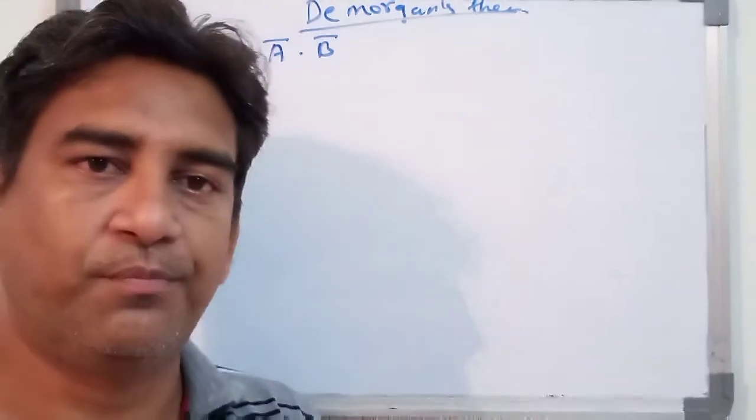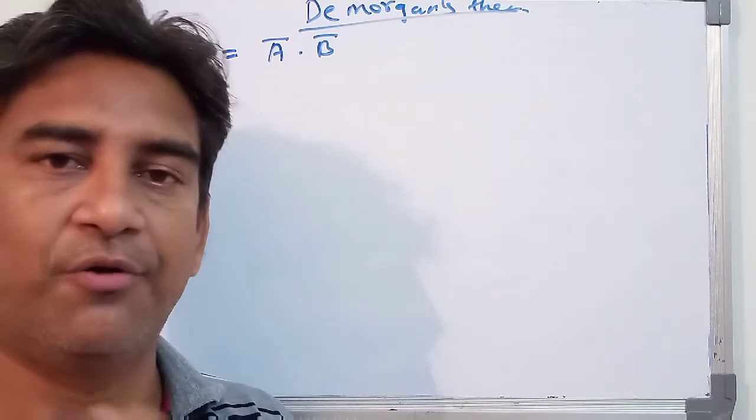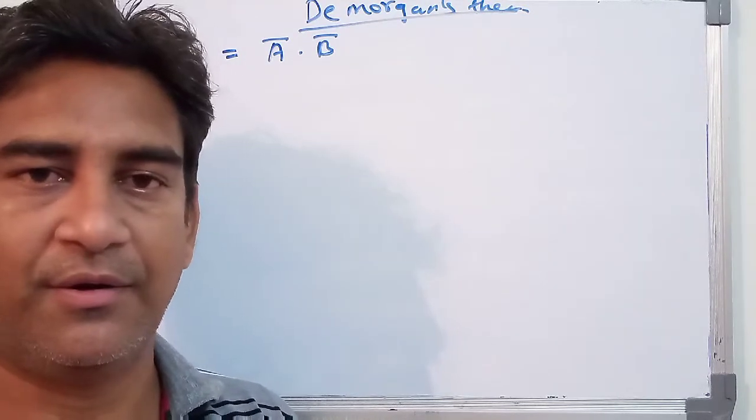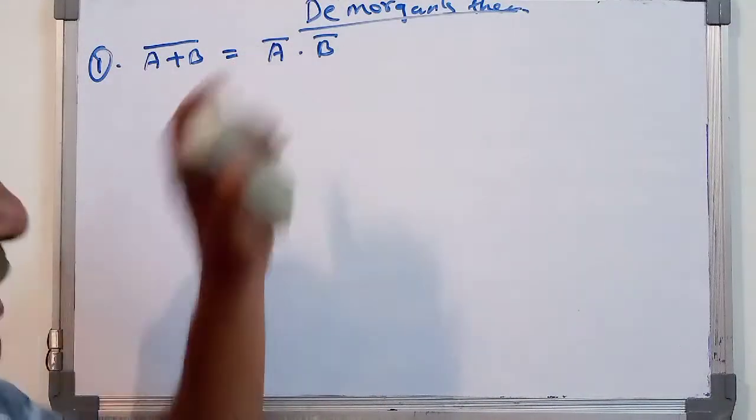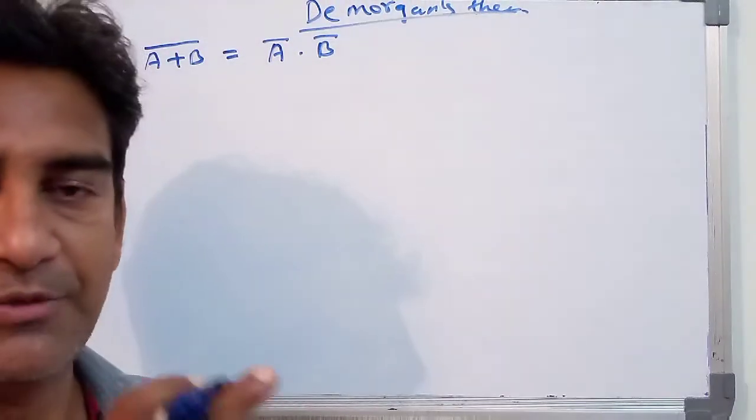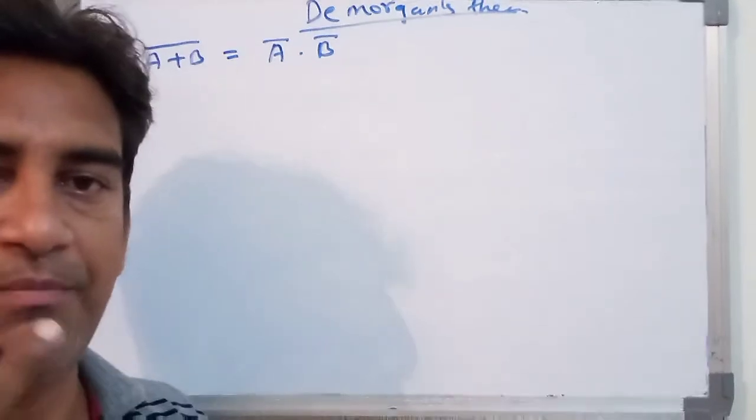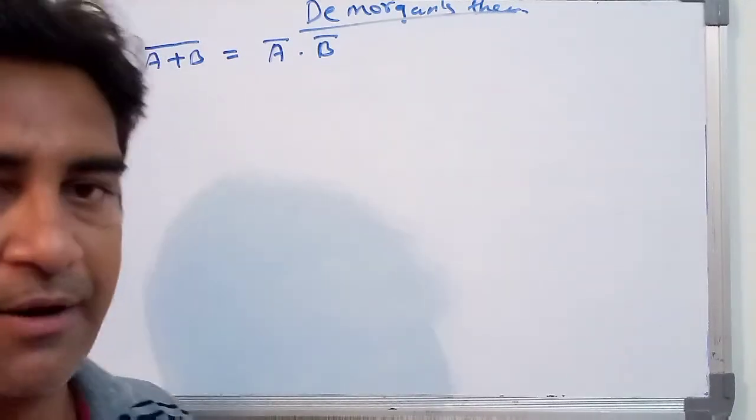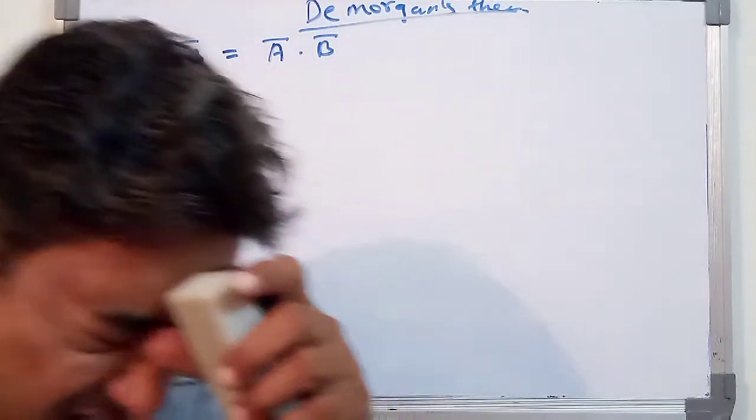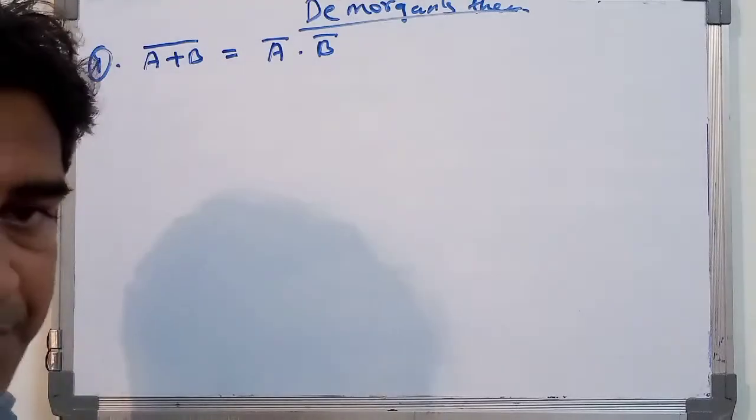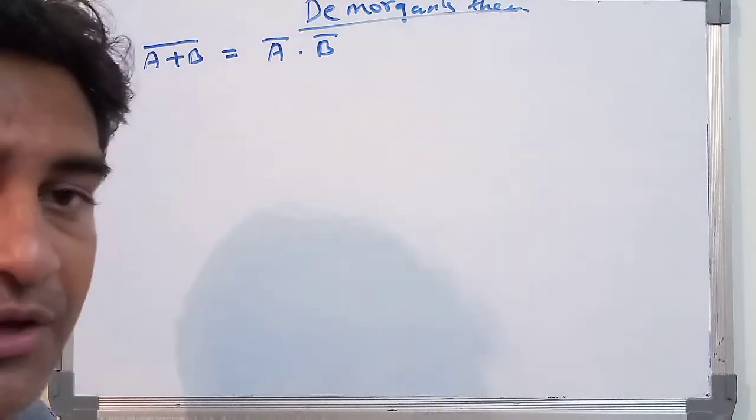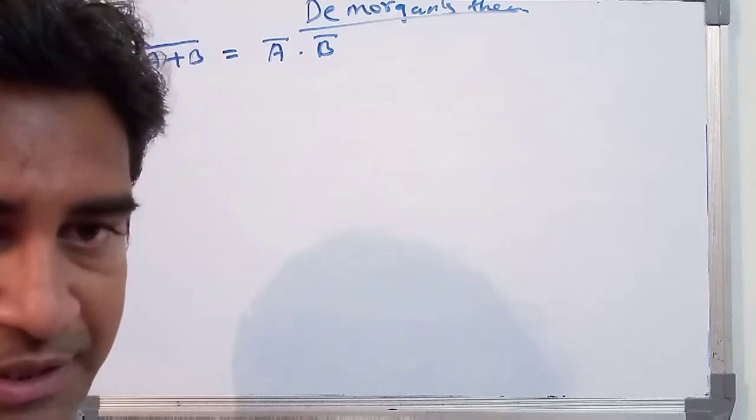Now how to prove the left hand side and how to prove the right hand side? Very first you should know the logical diagram of this one. A plus b whole bar is equal to a bar dot b bar. Okay students, now first you have to consider the left hand side, and then you have to consider the right hand side.